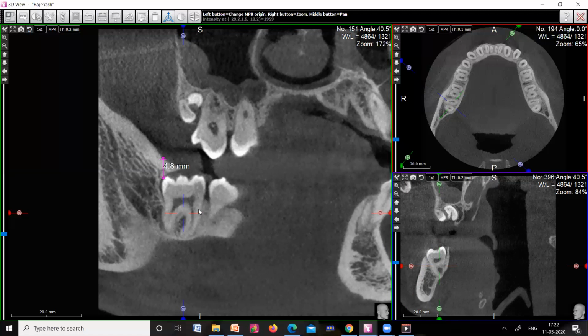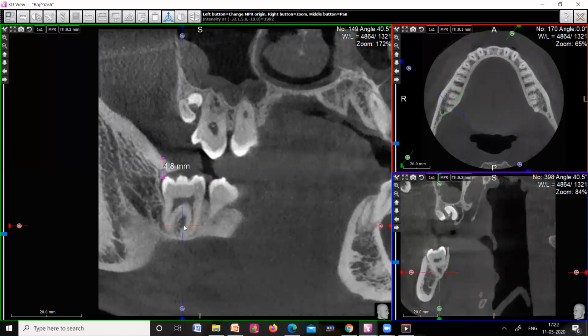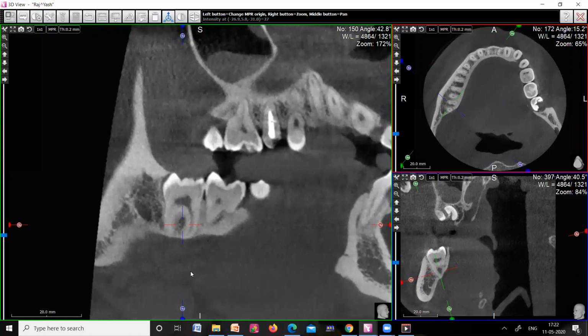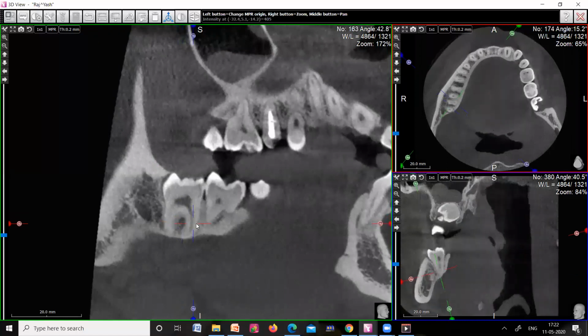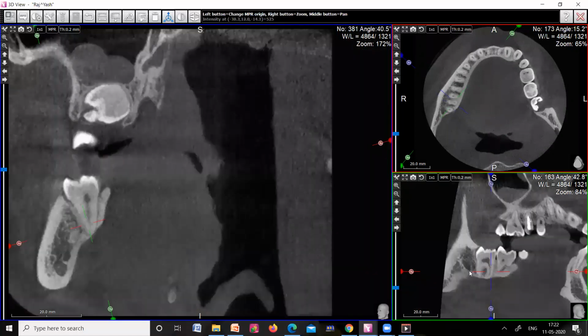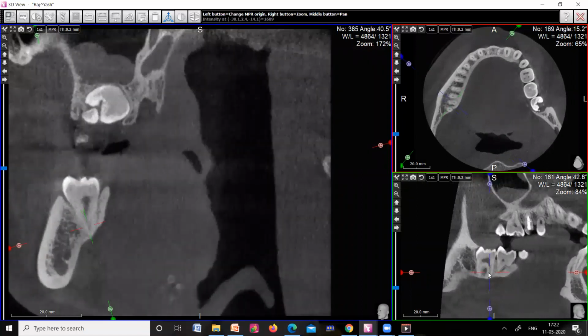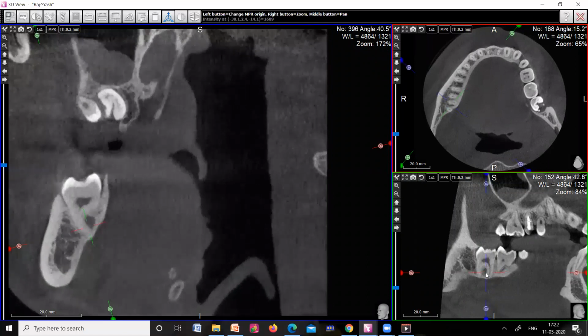Now second, we need to see the roots. The roots appear to be standard and of the same size, so neither are they slender, nor bulbous. At the same time, they are straight, which is an additional good finding which can help me while doing extraction. Now afterwards, I need to see whether the roots have any ankylosis or not. What I mean by ankylosis is that my PDL space, you can see it over here, the PDL space is well visible.